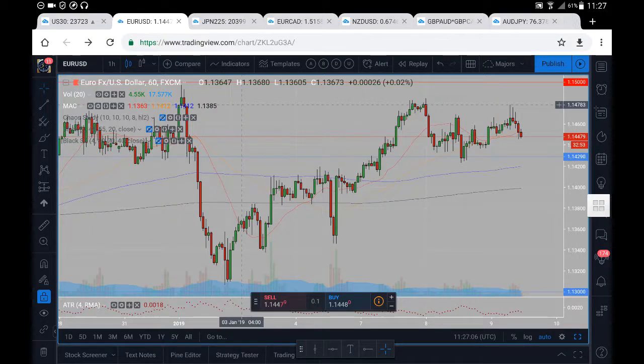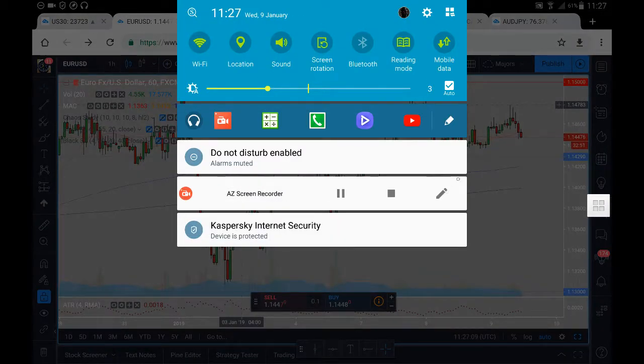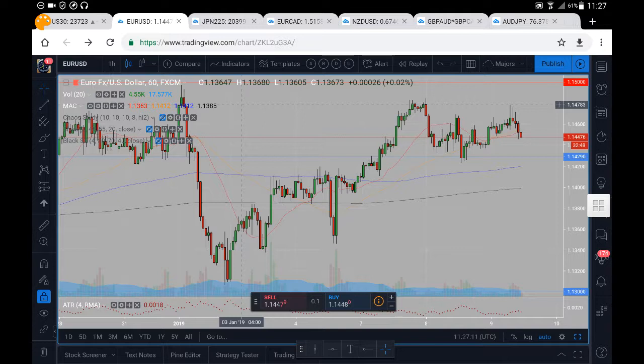So this euro dollar analysis for Wednesday, the 9th of January. Now, let's just have a look at prices, where prices may likely go.